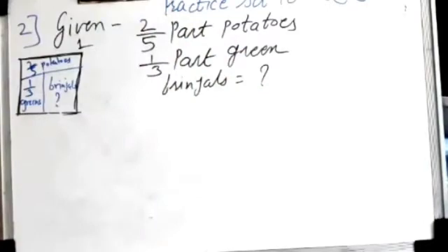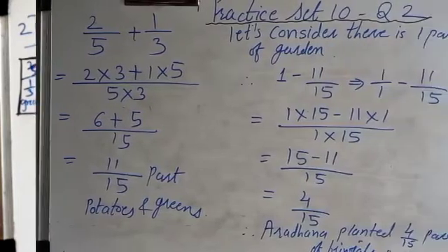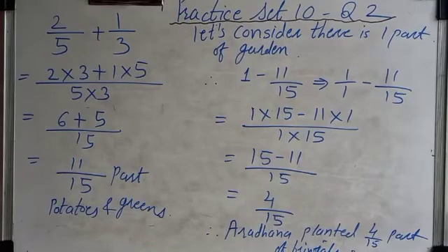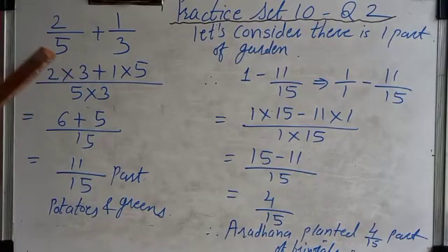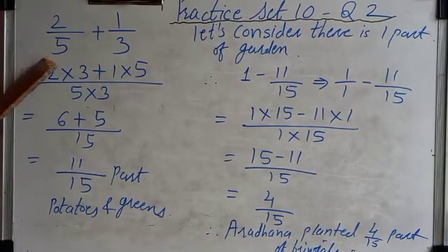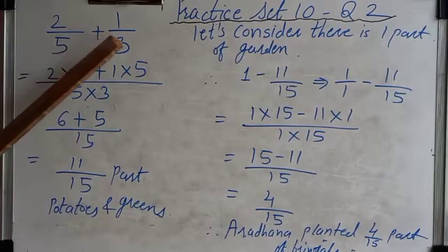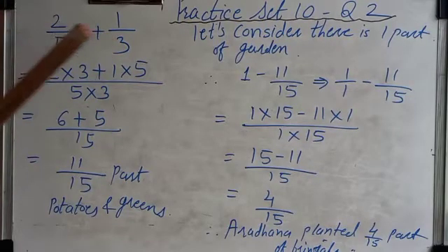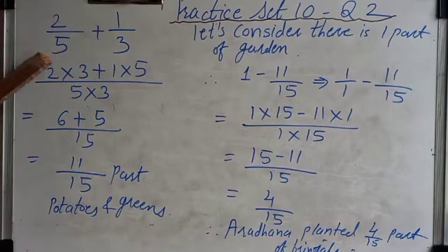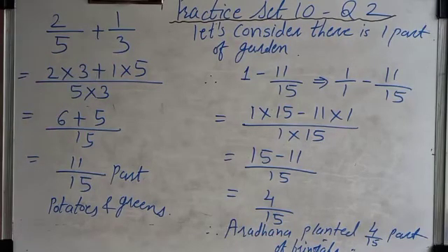Now what do you have to do? What do you think now? Which operation will be there? So if we add these two, question number 2, now we have to add these two fractions. That is 2/5 part of potatoes and 1/3 part is the greens. So add these two fractions. Now again denominators are not the same. So what do you have to do?